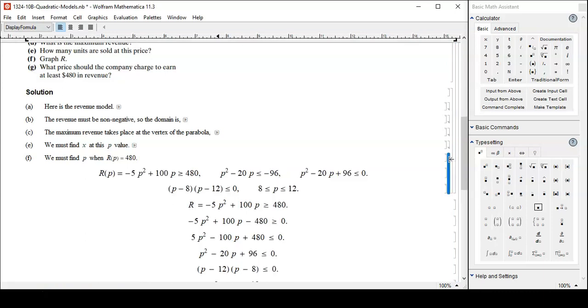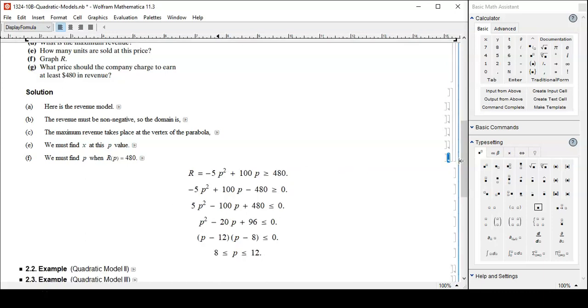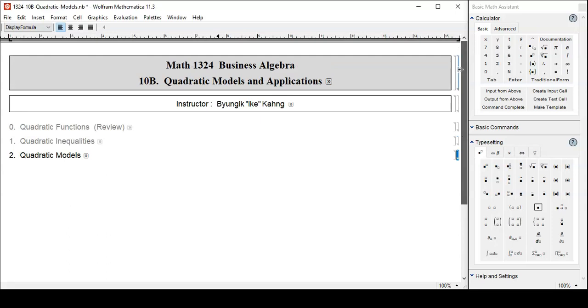What did I do here? Yeah, same thing. Okay, that concludes example 1, and we're going to consider the other examples in separate videos.